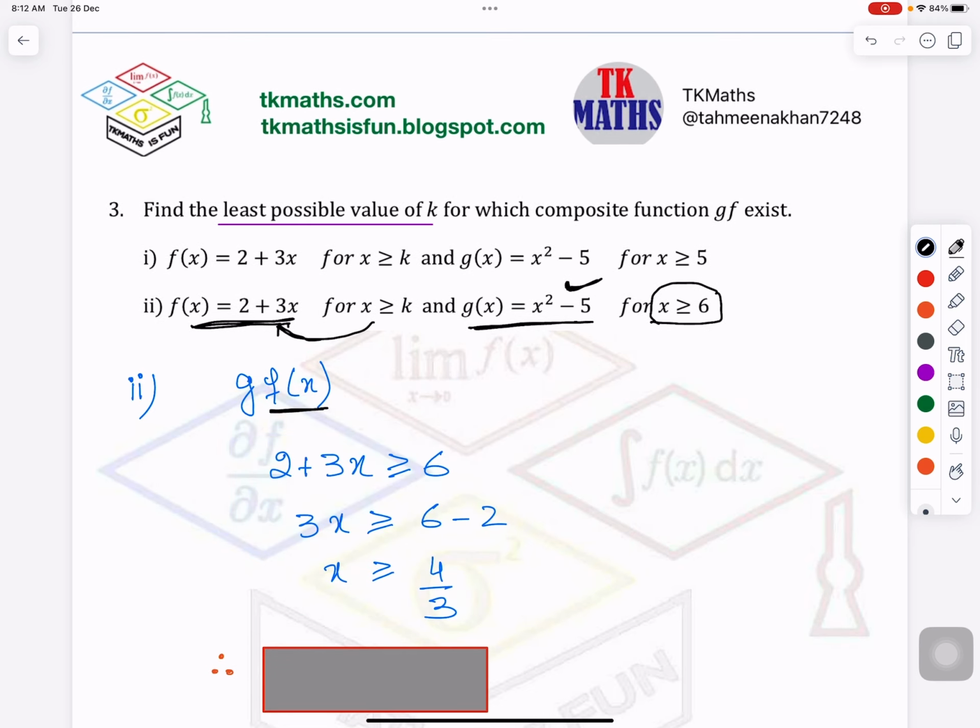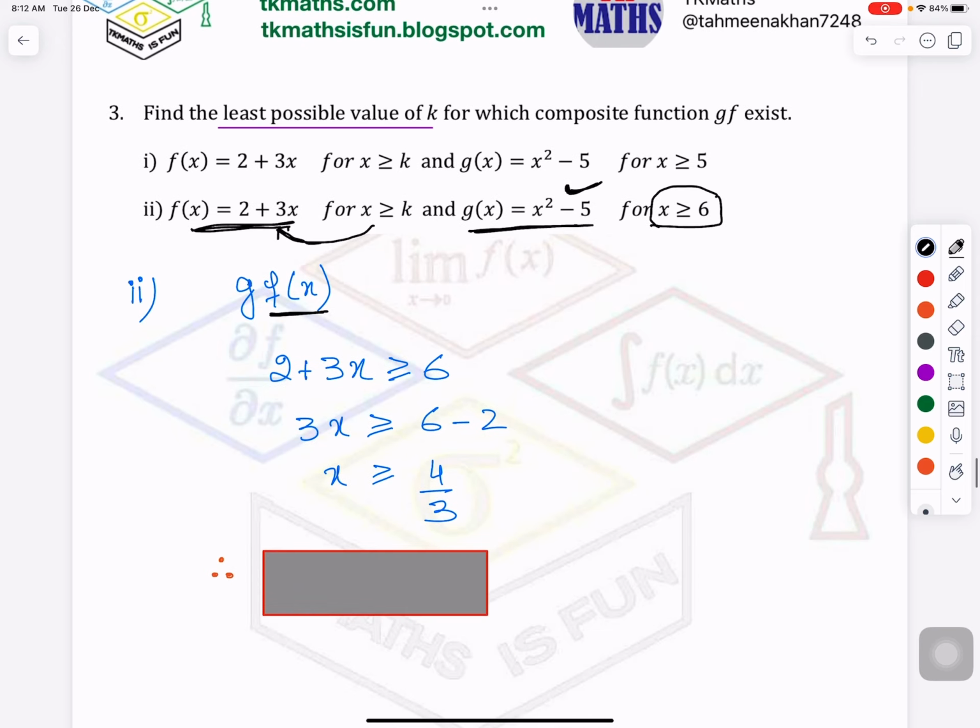So I will simply put this condition that 2 plus 3x is greater than equals to 6, and I got the answer x greater than equals to 4 upon 3. So my least value of k is 4 upon 3.